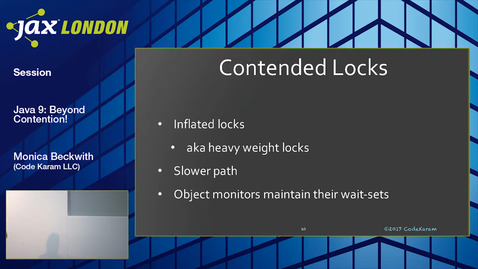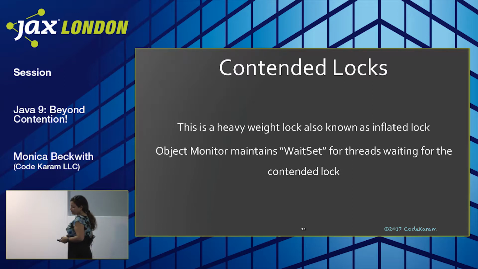With contended locks, we have to keep information on all the contentions, all the threads. So there's something called wait sets. Every object has a monitor, and every object monitor has a wait set. So who is waiting on acquiring that object's lock? Those threads will go and wait in the wait queue. That's what wait sets are for.